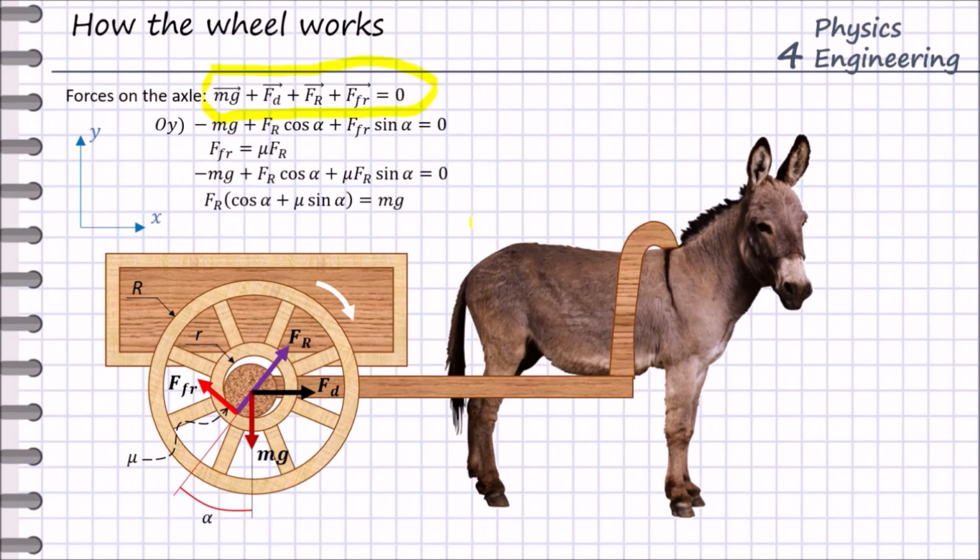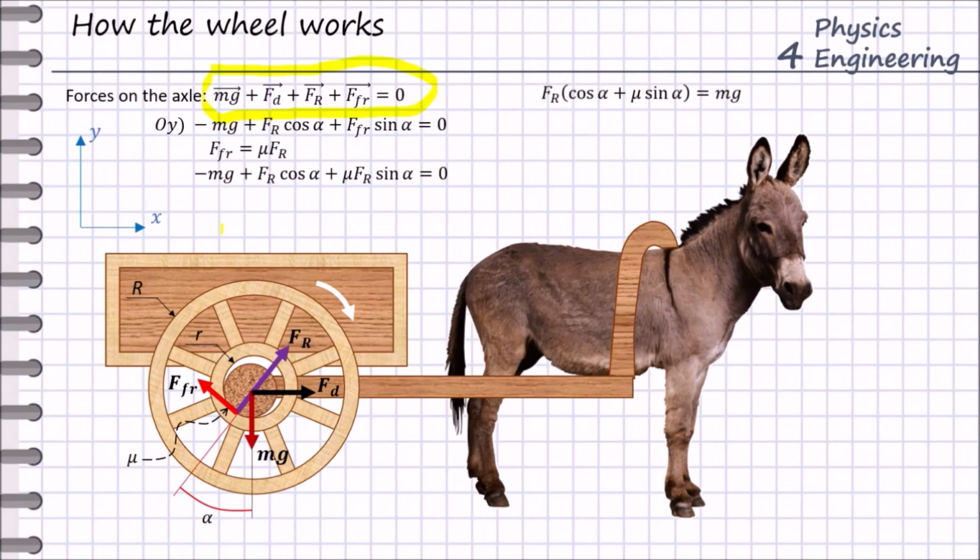We will assume that the force required to move the wagon moves it only with a constant speed, without acceleration. This means that the sum of all the forces acting on the axle is equal to zero. Then we make a projection of all the forces on the y-axis, and our outcome is this equation: the relation between the reaction force Fr and the gravity.